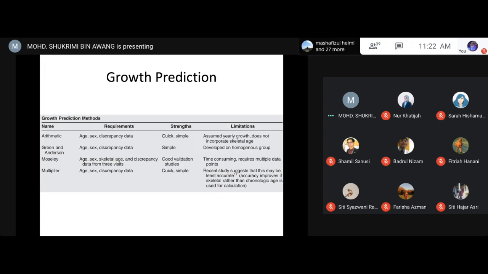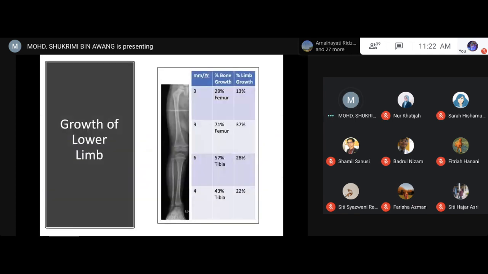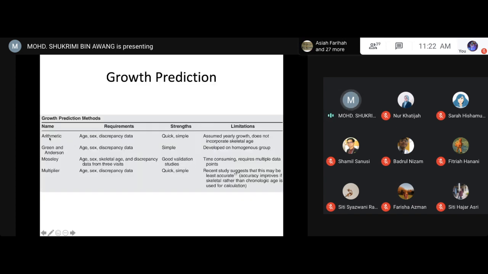All right. So there are ways we can predict the growth. Okay, you don't have to know in great detail, but I will just mention a few names here. One is what we call the arithmetic method. Arithmetic is basically what we call a rule of thumb. Just now, rule of thumb, let's say the distal femur has about 9 millimeters a year of growth, the proximal tibia about 6 millimeters of growth. This is arithmetic or rule of thumb, number one. So this is the first method, using the arithmetic.